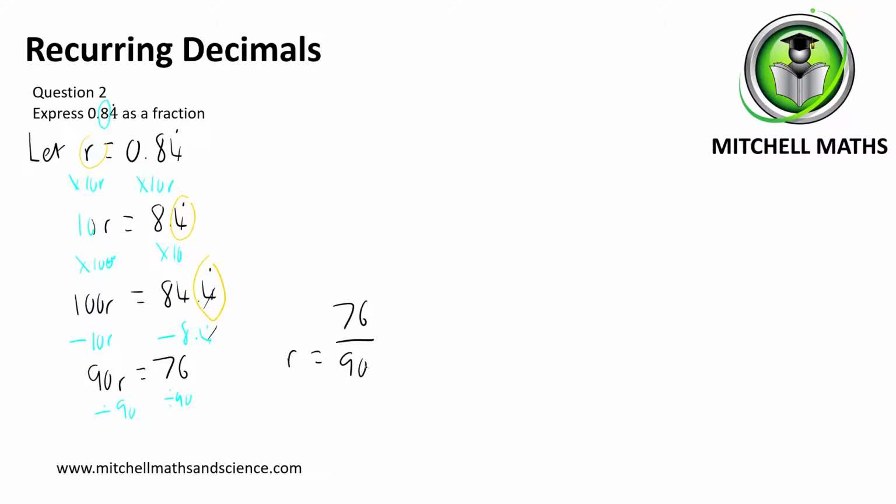76/90. However, I can simplify that down further, and it will often say in a question, give your answer as a simplified fraction. So if I was to simplify 76/90, that'll be 38/45. And that's as far as that goes. So that's how to work it out when you've got a number that's not recurring before the recurring part of the decimal.